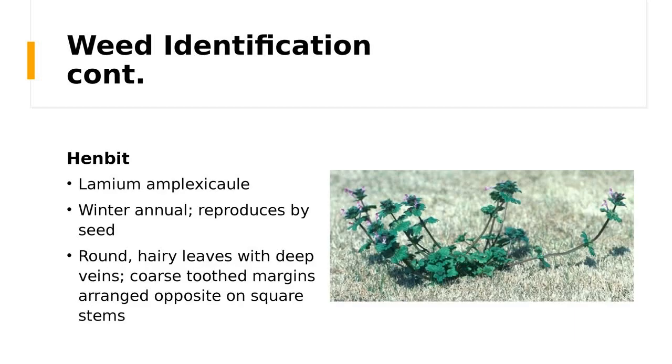This is henbit, Lamium amplexicaule. It's a winter annual. It reproduces by seed. It's got round, hairy leaves with deep veins. The leaves have coarse tooth margins. They're arranged in opposite on square stems.